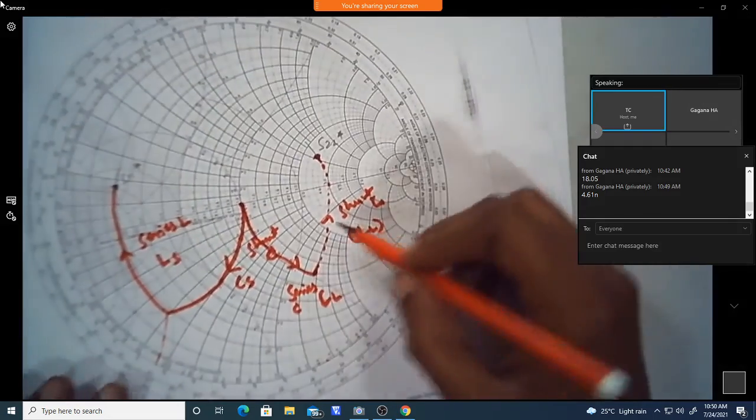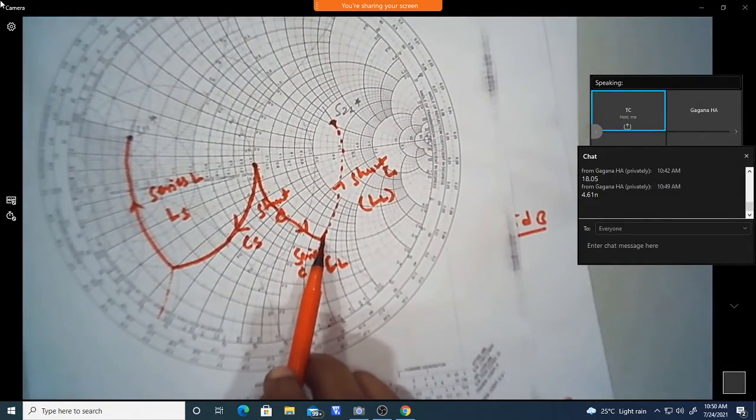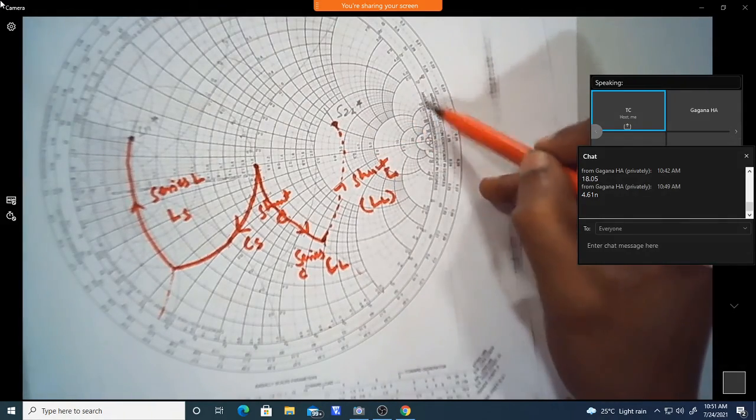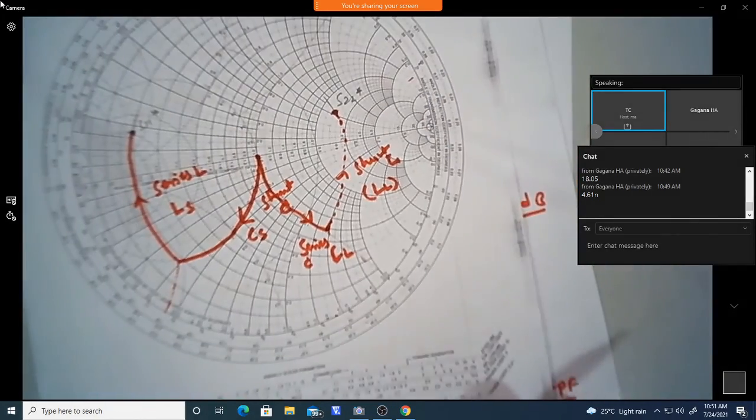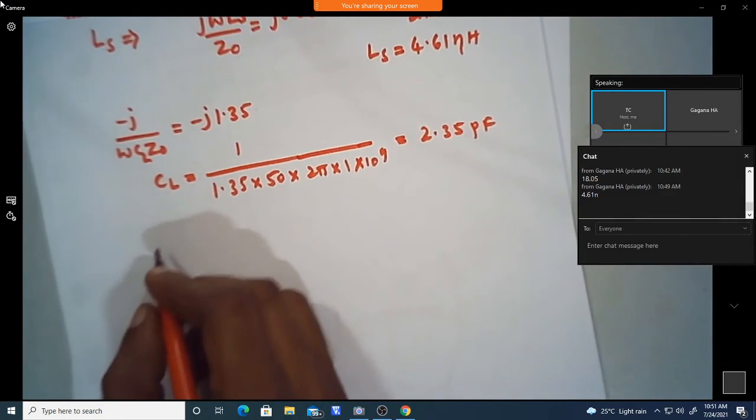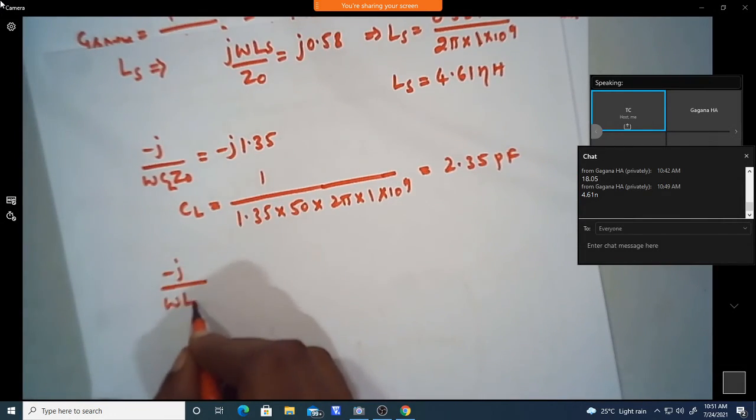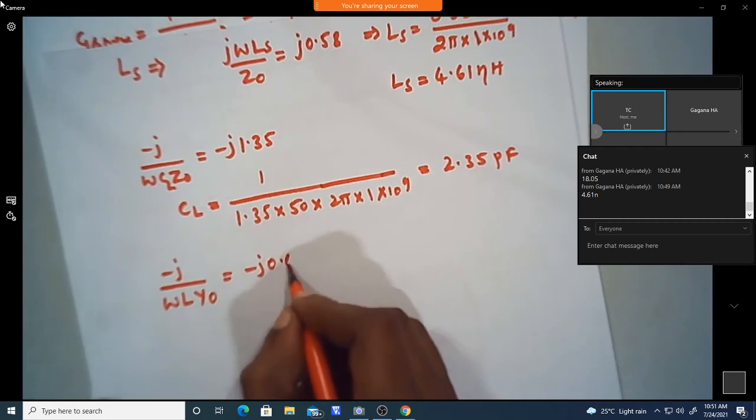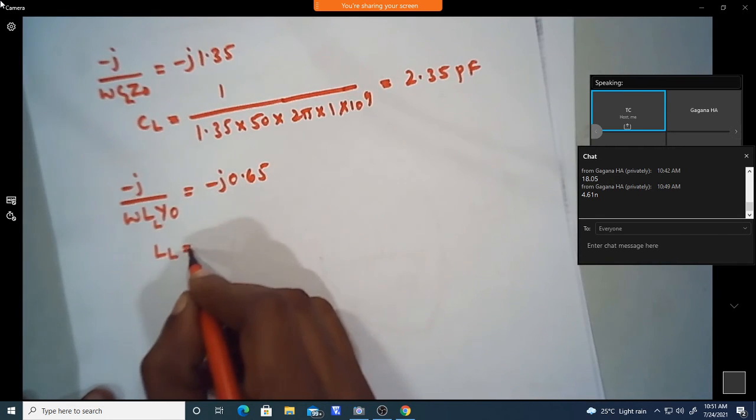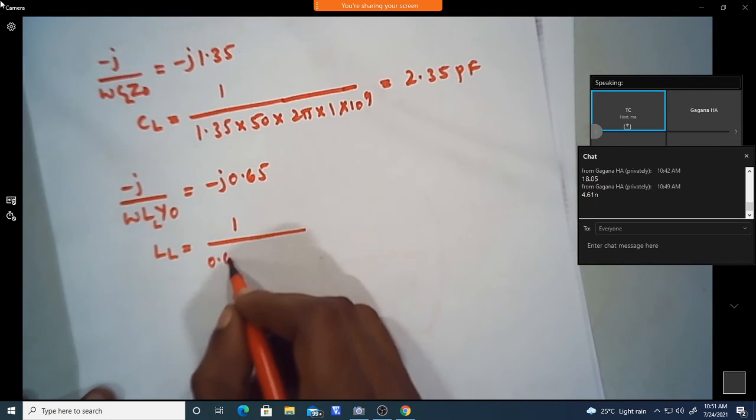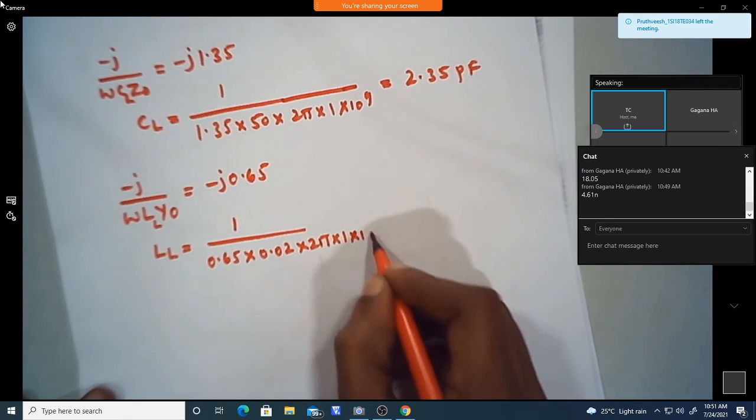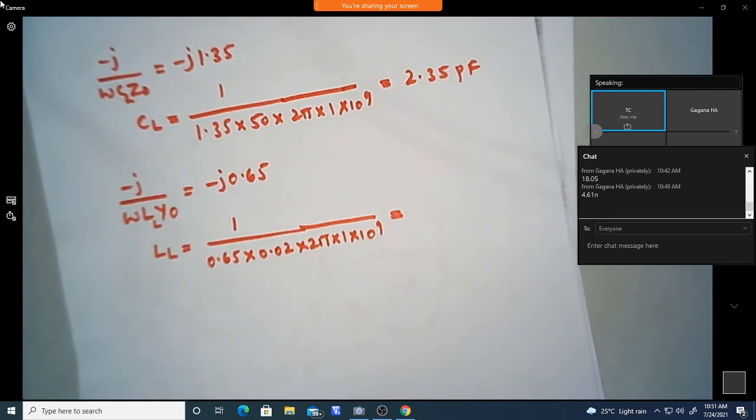Similarly find out the LL, that is shunt L. It is giving the susceptance here around 0.5 and here in between 0.1 and 0.2, which is 0.15 you can take. So minus 0.15 minus 0.5, that is minus 0.65. That is minus j by omega L Y naught, which is equal to minus j 0.65. Now we can find out the LL value, which is equal to 1 over 0.65 into 0.02 into 2 pi into 1 into 10 power 9. Find out the value of LL.